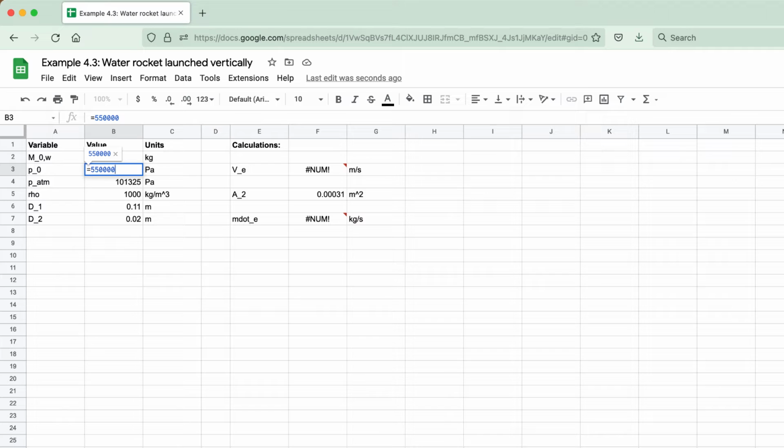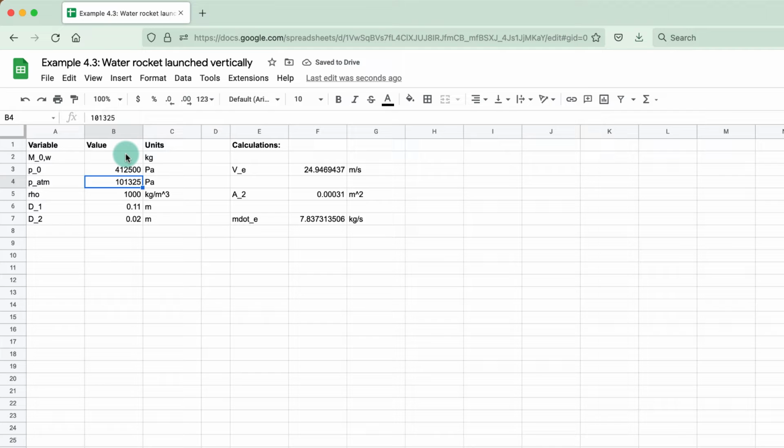And let's just imagine we're going to use, just for now, we'll play around with this later, right? That's the beauty of a spreadsheet. But let's just say we use about 3/4 of that value. So I'll just multiply that by 0.75. And the initial mass, we can enter a value for that.